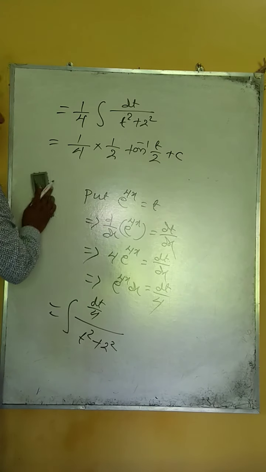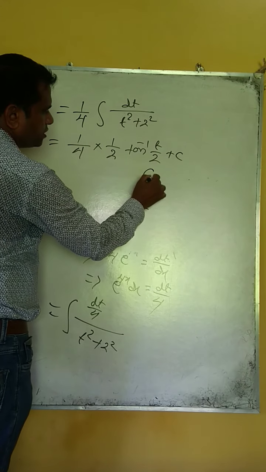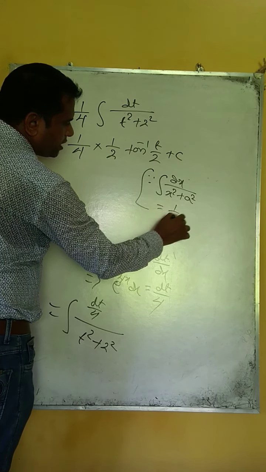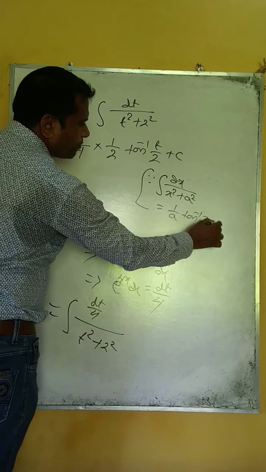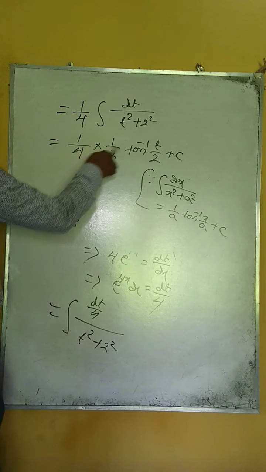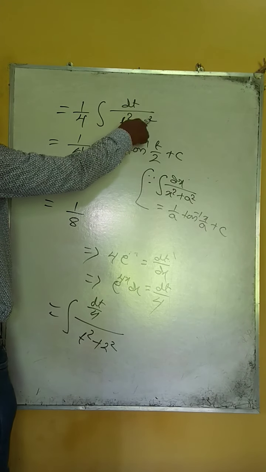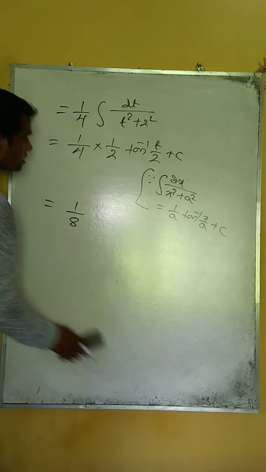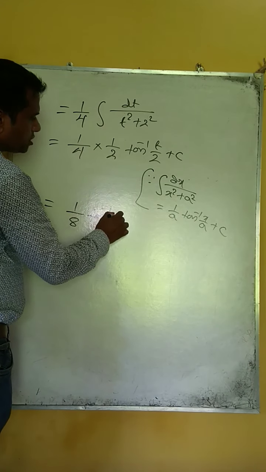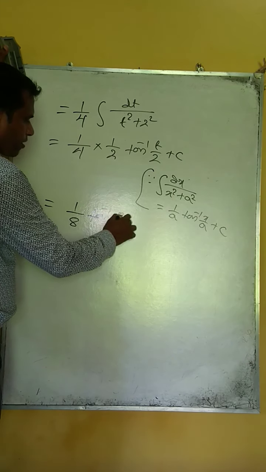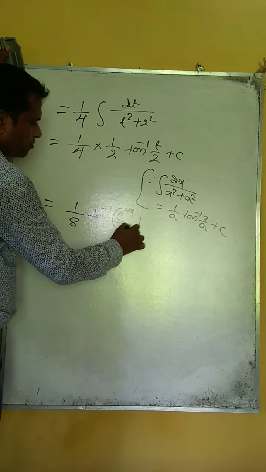You know, the integral of dx by x square plus a square is equal to 1 by a tan inverse x by a plus c. So here, 1 by 2 in place of a, we write 2 and x as t. So we get 1 by 8 tan inverse t, meaning e to the power 4x by 2, plus c.